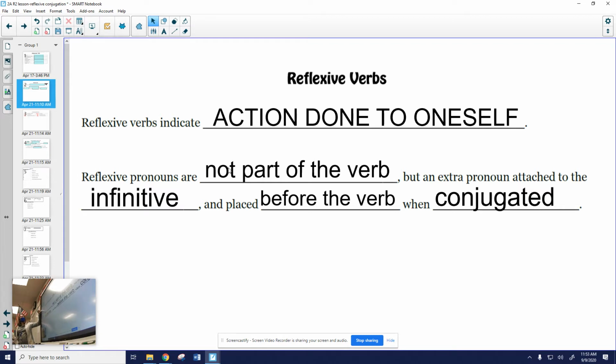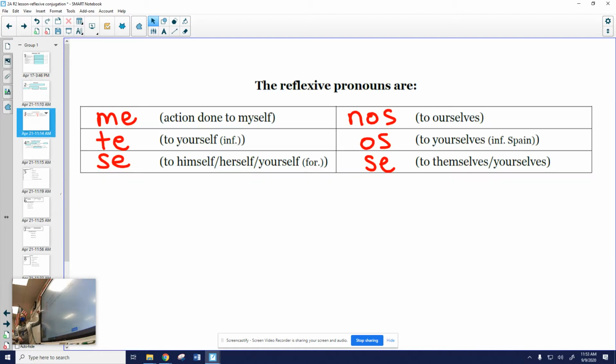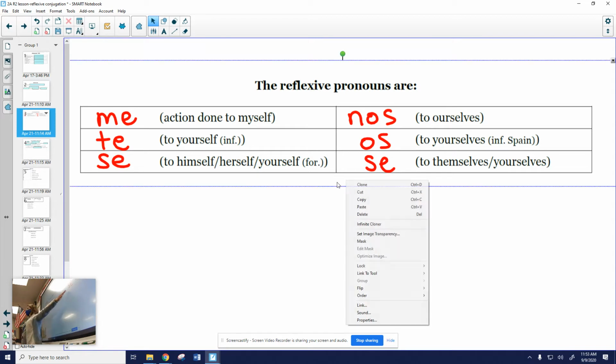The reflexive pronouns are very similar to the direct object pronouns and indirect object pronouns that you've learned, like me gusta, te gusta, le gusta. But the third person pronouns are a little different. Me, te, se, nos, os, se.